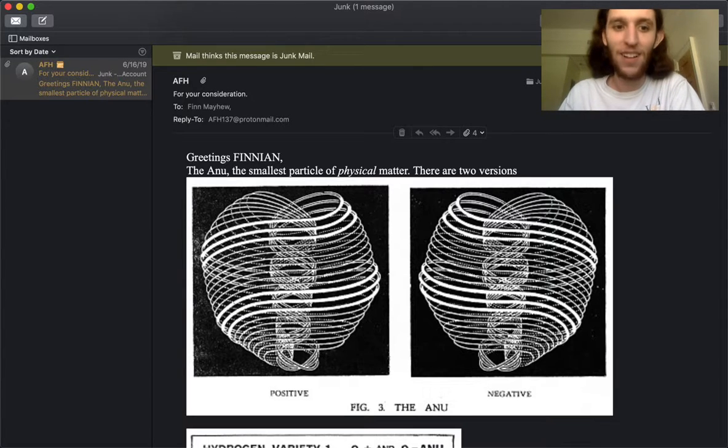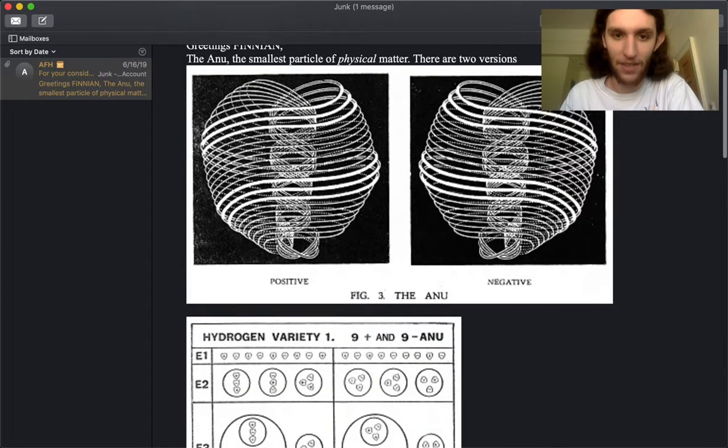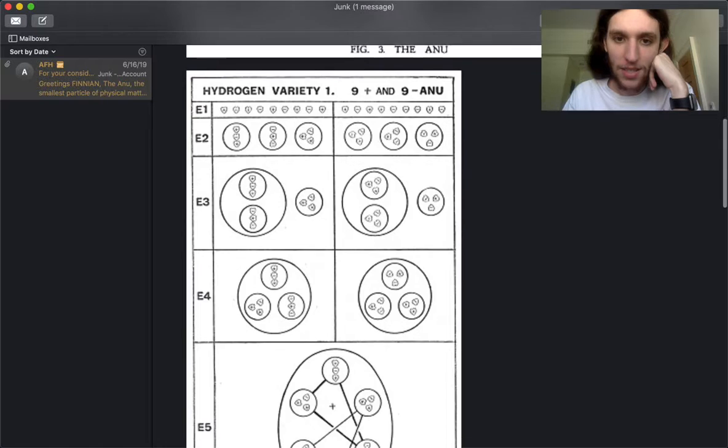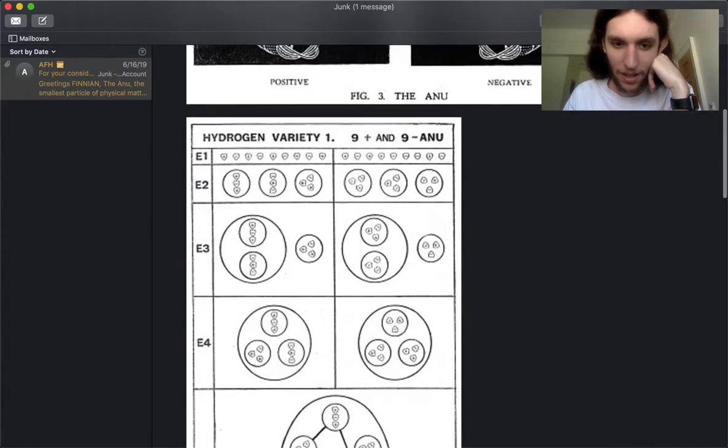Greetings, Finian. The anu, the smallest particle of physical matter. There are two versions, positive, negative. I love those designs. Are they just mirrored? Is it just the same image mirrored? Not exactly. I guess it's from a scan from a book or something, because I see some artifacts over here on the left. I don't know if you can see my cursor. What's this? This is figure 3, by the way.